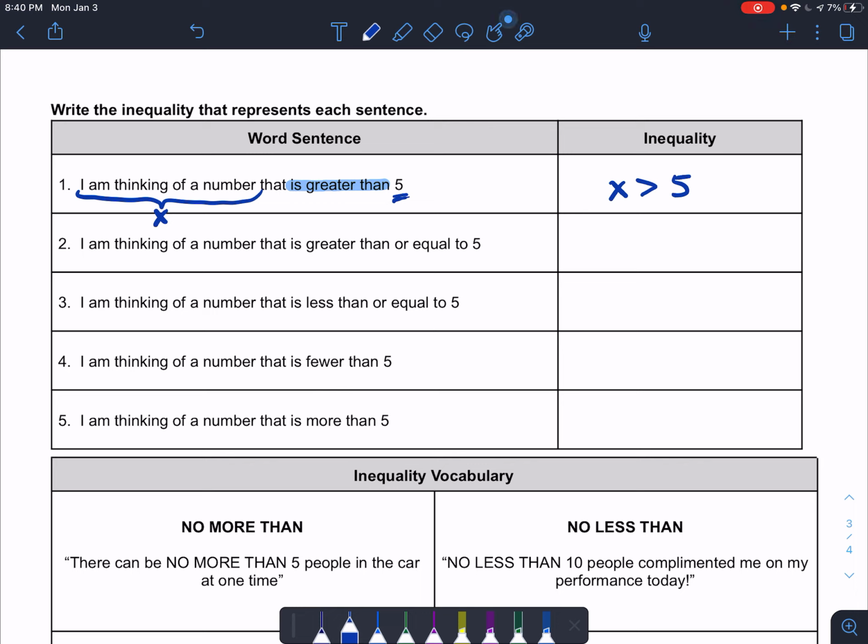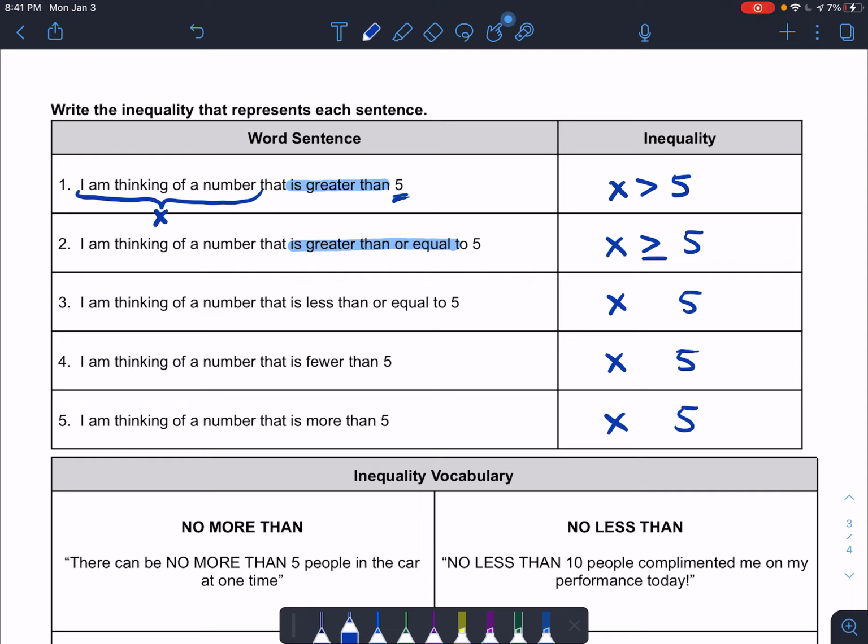Honestly, I think I can do this for all of them. I'm going to put x and 5, x and 5, x and 5, x and 5. And so all we need to really work at is figuring out and kind of remembering what our vocabulary means. Well, if we know that a number, x, is greater than or equal to 5, well, we're still going to use a greater than symbol, but we can also be equal to. So I put that bar underneath.